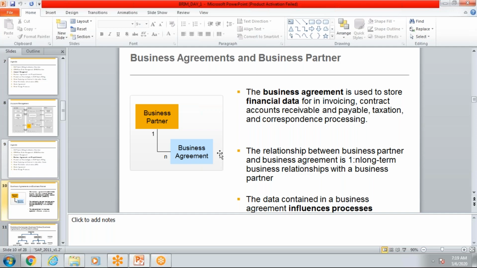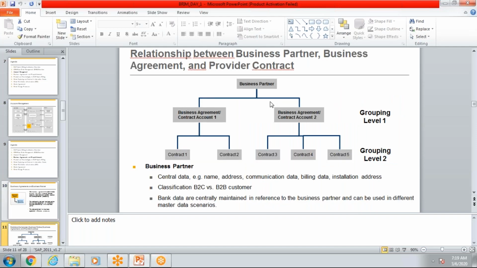I'm one customer. I can have 4 to 5 bank accounts as well. I will explain this scenario. So one business partner, 2 business agreements or contract accounts. Business agreements in CRM, contract accounts in ECC. Both are one and the same. And contracts in CRM or ECC system.